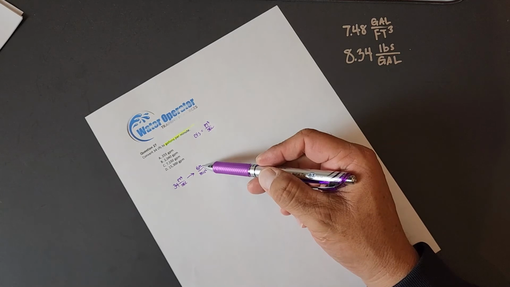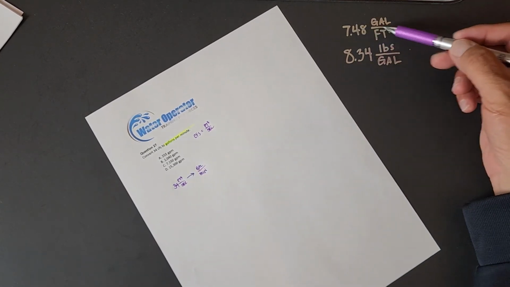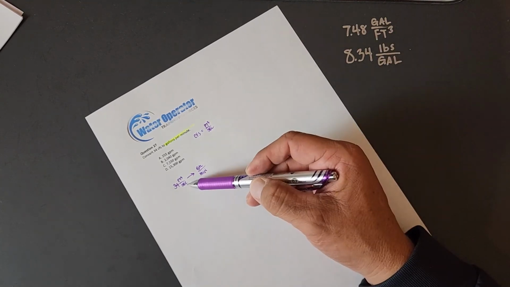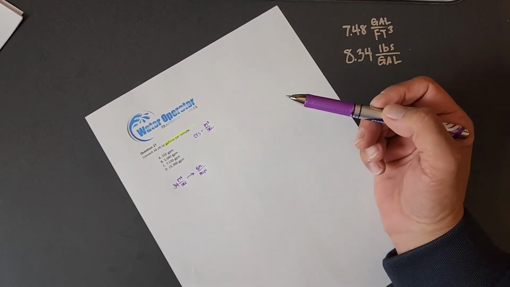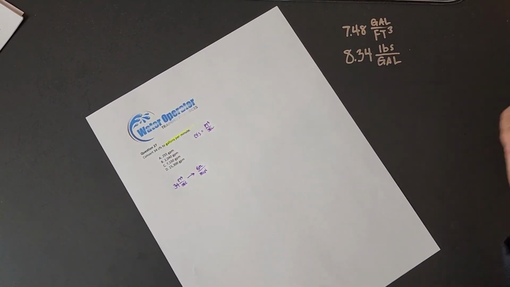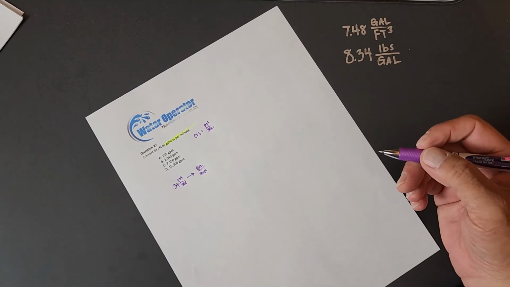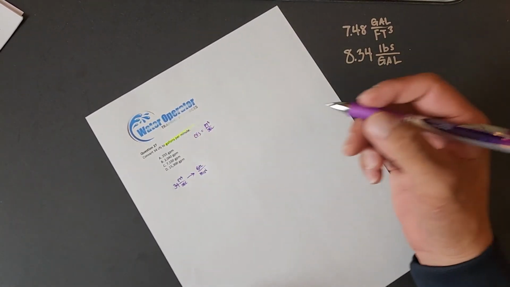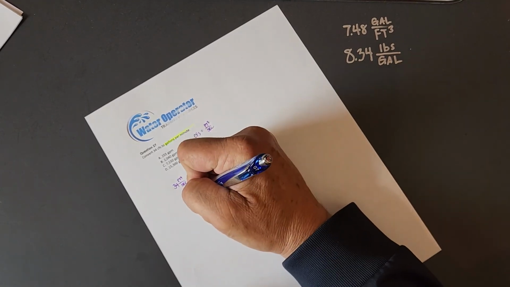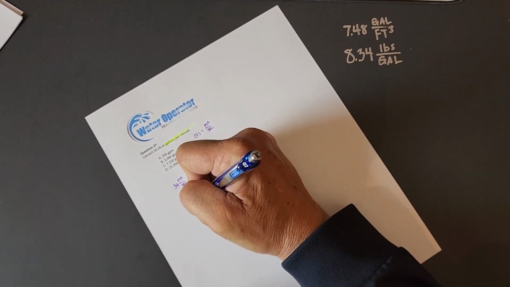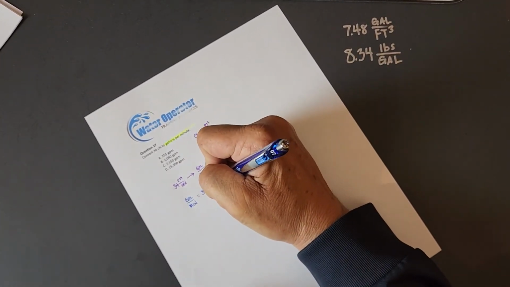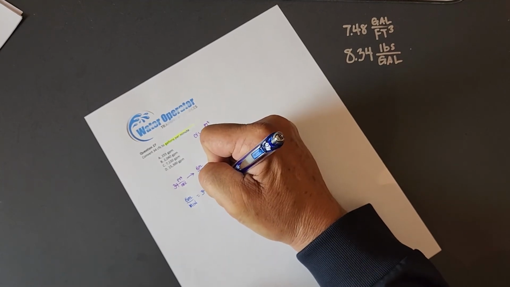I'm seeing gallons, I'm seeing cubic feet. Look at my conversion factor, 7.48 gallons per cubic foot. I see seconds, but I need to convert it over to minutes. I know there are 60 seconds per minute. So let's start with that. Gallons per minute equals 34 cubic feet per second.